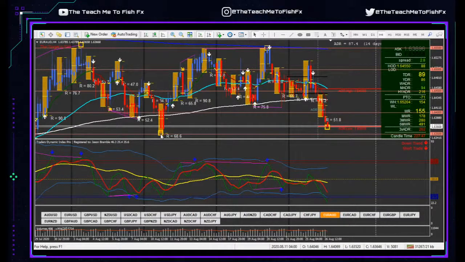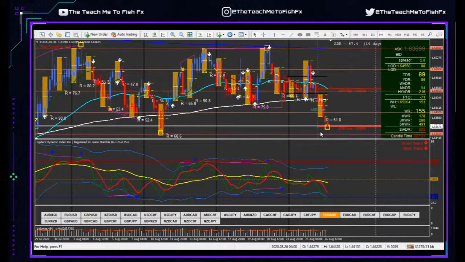So again, that's why you have to wait for all of the trading rules to be met before you get in, because that is going to give you a higher probability of a successful trade. All right, so keep an eye on Euro Aussie.